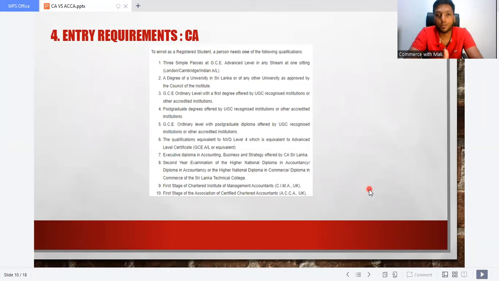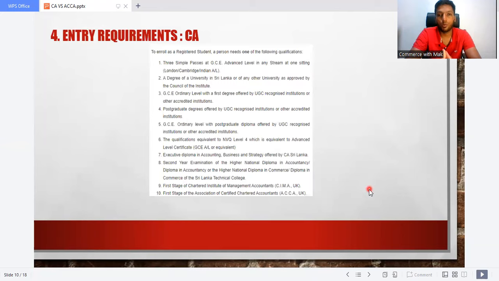What are the entry requirements you should have to get into CA? Now, the big difference between ACCA and CA is that for CA you have a lot of entry requirements to follow, and for ACCA you have very few entry requirements to follow. That's the reason most students opt for ACCA rather than CA. So let's see what entry requirements they have requested.